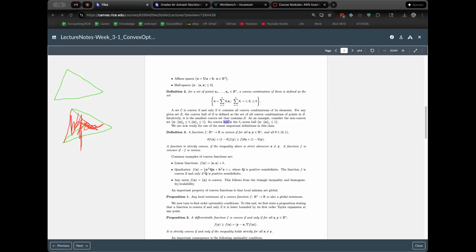And also, this is a good way of checking if a set is convex. You can say this is the convex hull of these 3 points or these many points. Then I know automatically it's a convex set. Very cool. That's actually pretty cool.